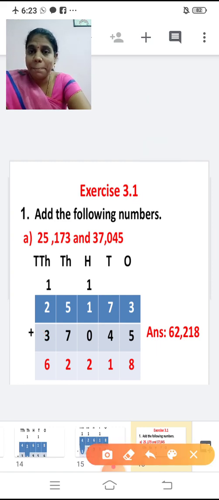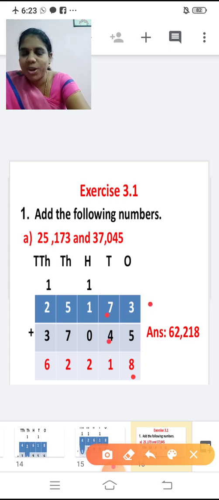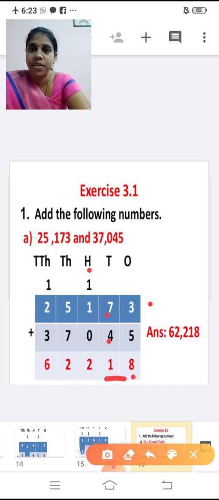So first write the numbers in their exact places: 25,173 and 37,045. And then, what is the first step? Add the ones place. So 3 plus 5 is 8. And 7 plus 4 is 11. So write 1 here. 1 you carry over to the next place, the hundreds place.